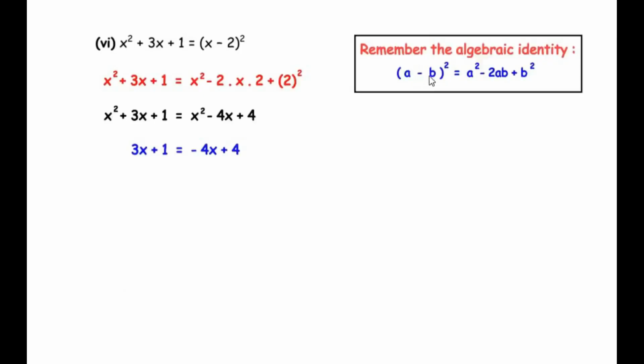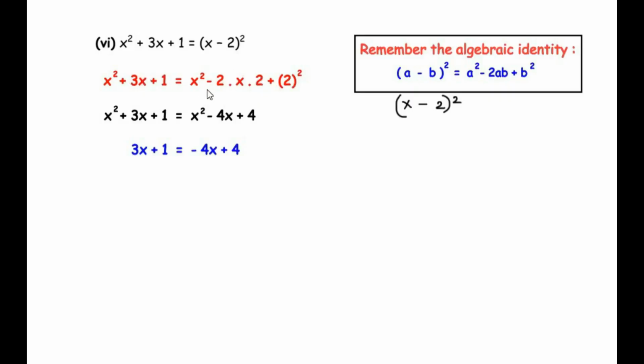So let us begin by expanding the right hand side by using the algebraic identity, which is (a - b)² = a² - 2ab + b². So here x takes the place of a and 2 takes the place of b. So (x - 2)² we have expanded as x² - 2 times x times 2 + 2². The left hand side terms all remain the same.